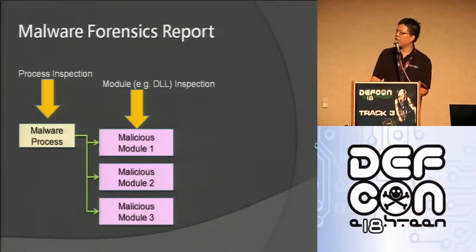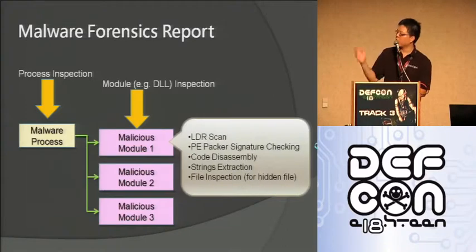So in this flowchart, let's review. We try to identify suspicious process, and then we try to identify suspicious DLL. And then inside the suspicious DLL, we do our runtime forensics, which includes LDR scan, PE packer signature checking, code disassembly, string extraction, and then file inspection for hidden files. So these are the action items that we do for runtime forensics once we already identify the suspicious memory layout.